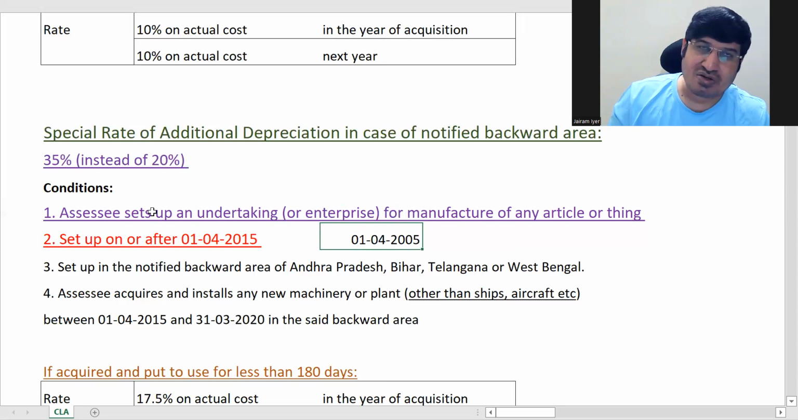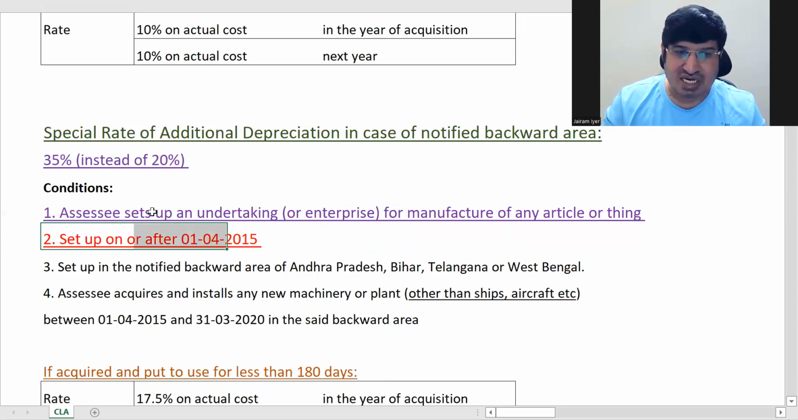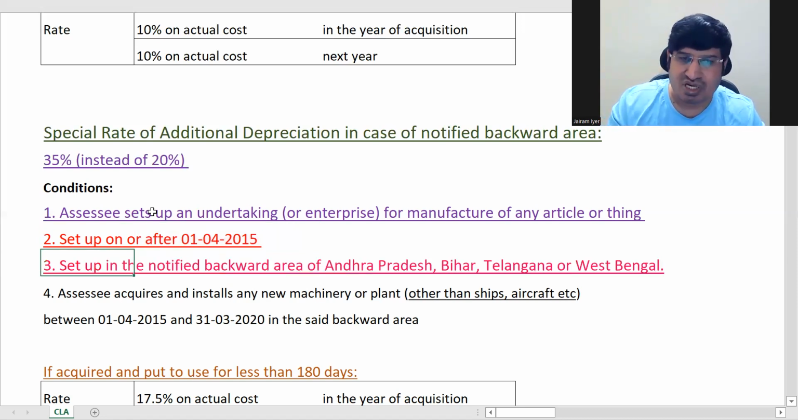You can acquire and install any plant or machinery on or after this date. This was mentioned in additional depreciation. Now here you have to set up just 10 years later. 1/4/2015. That was 1/4/2005. This is 1/4/2015. And there are 4 states we talked about: Andhra Pradesh, Bihar, Telangana, West Bengal. So again, as I said, it's not the entire states, it is some part of the states which is backward.